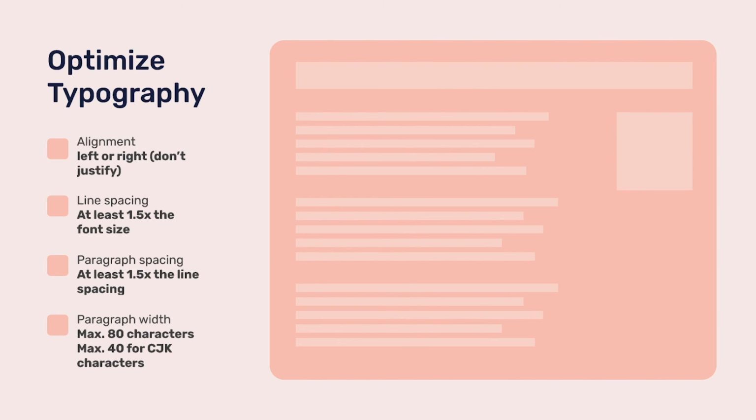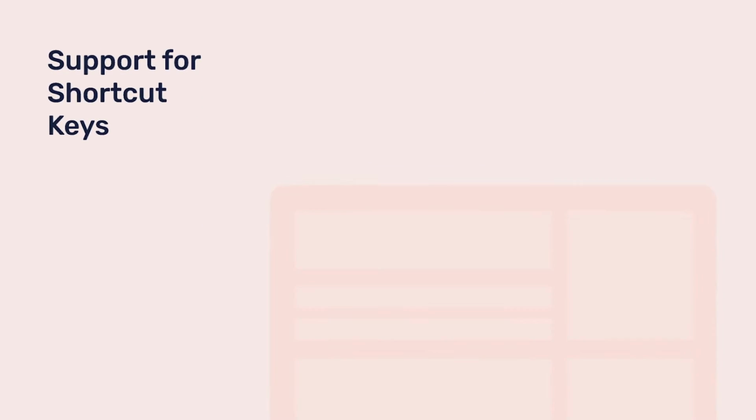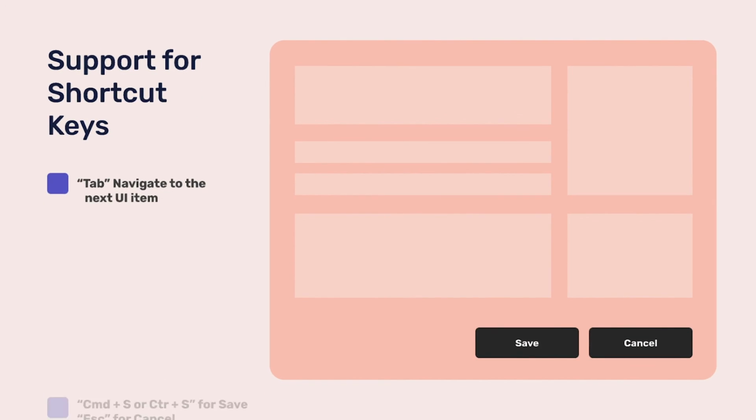The first one is alignment, always align left or right. The next one is line spacing, at least you have to include 1.5 times of the font size. The next one is paragraph spacing, at least you have to include 1.5 times of the line spacing. The other one is paragraph length, maximum would be 80 characters. It's always good to use shortcut keys on any type of interface.